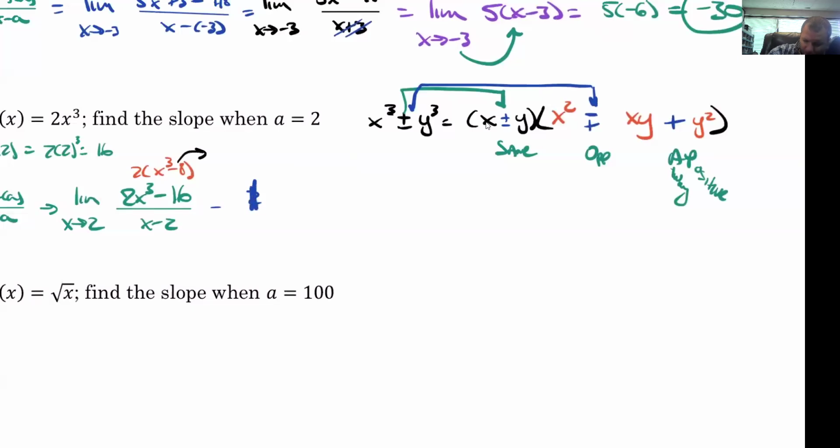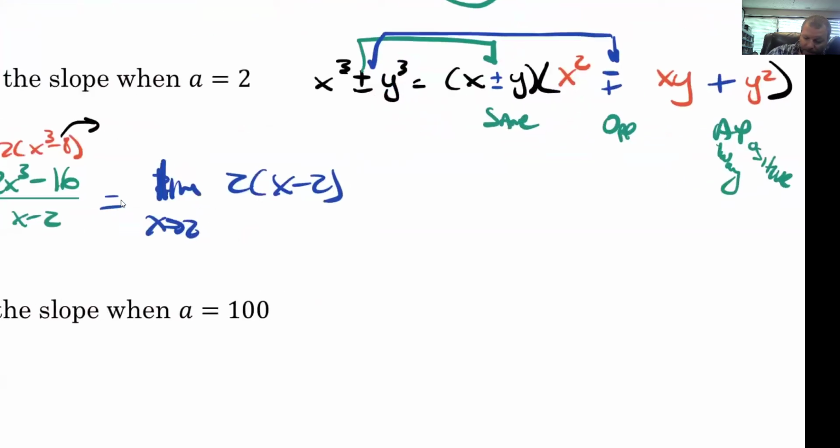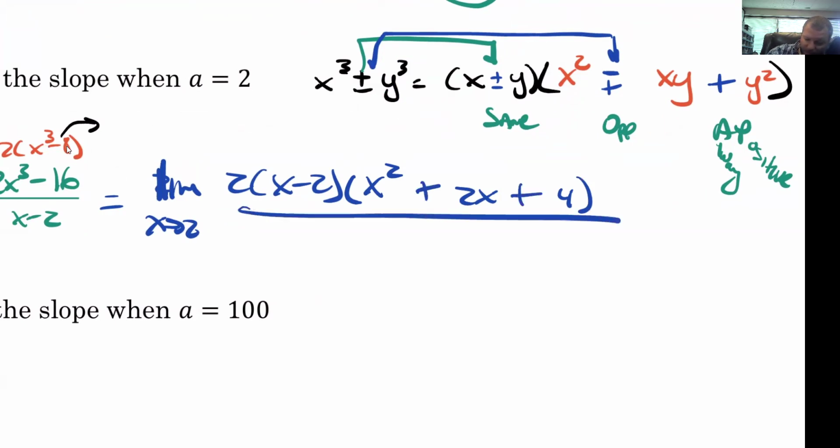So we have this limit as x approaches 2, 2 times x minus 2, because the cube root of x cubed is x, the cube root of 8 is 2, minus because we have the same sign that we have between the x cubed and the 8. We're going to square the x, take the product of 2 and x, and then square the last term, which is 4. Opposite sign, so if this was subtraction between x cubed and 8, this is going to be plus, and that's also plus. And then we still have this x minus 2 here. These cancel.